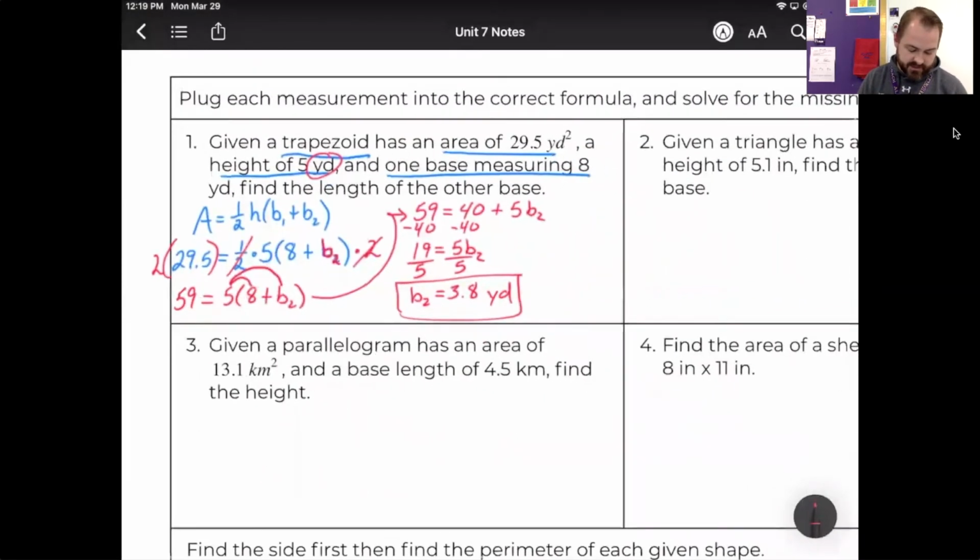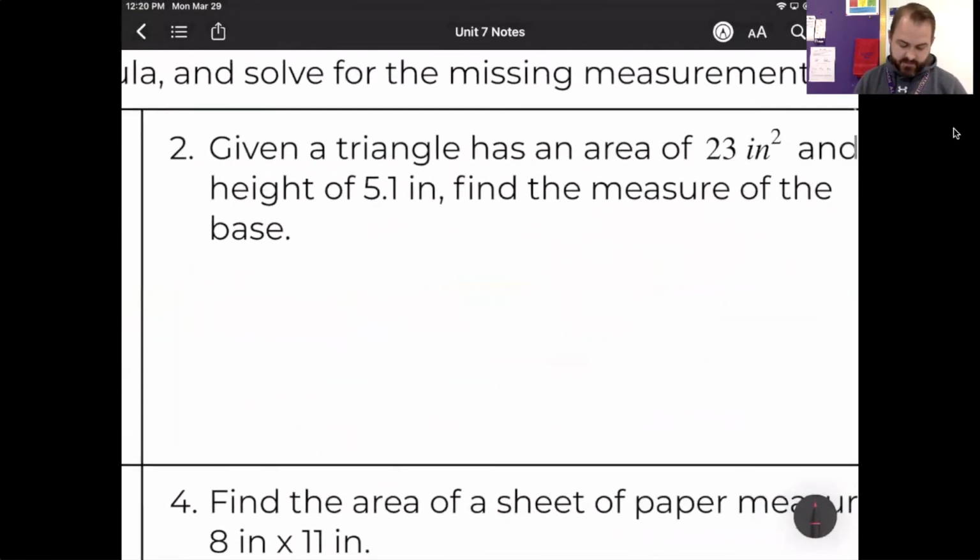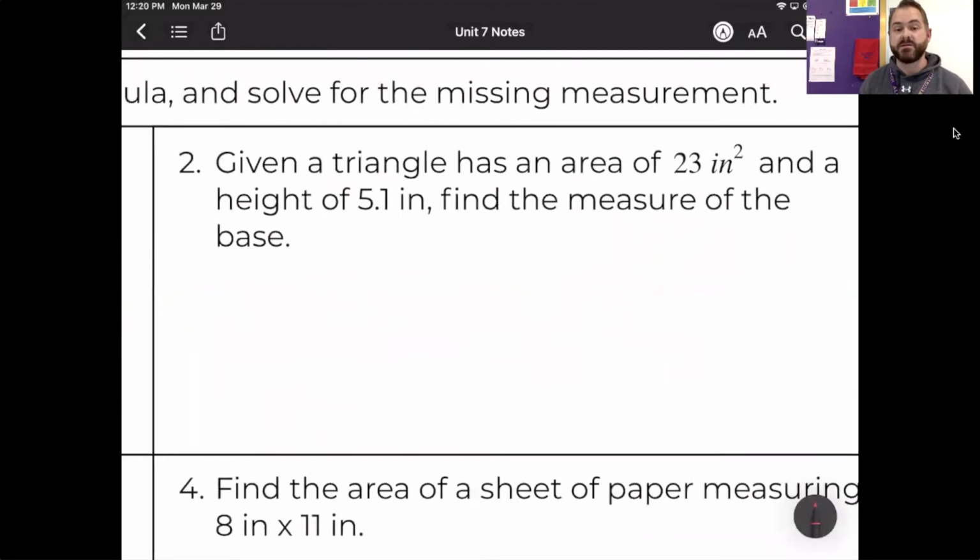Number 2, same idea. We're given a triangle this time, and it has a given area of 23 square inches and a height measurement of 5.1 inches. Find the measure of that base. Okay, there's only one base, it's a triangle. I don't really need to draw a picture here. What I can do is just use the formula. The area of a triangle formula is base times height divided by 2, or over 2, like that.